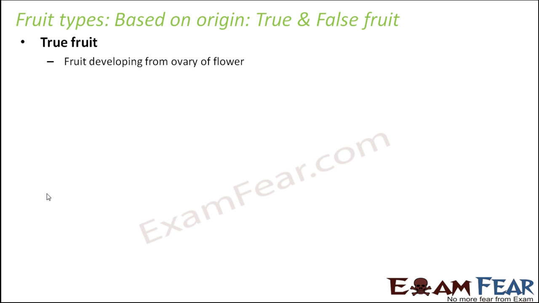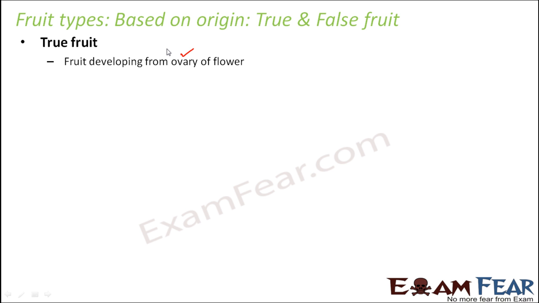So true fruit is the one which is developing from the ovary of the flower. So we have defined fruit as the ripened ovary. However, for some exceptional fruits, it has been observed that the actual fruit, that is the part which we eat, is not the ovary. That is actually derived from some other parts of the flower. So that is why the concept of true and false fruit came up.